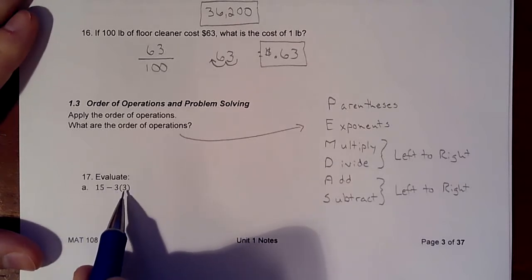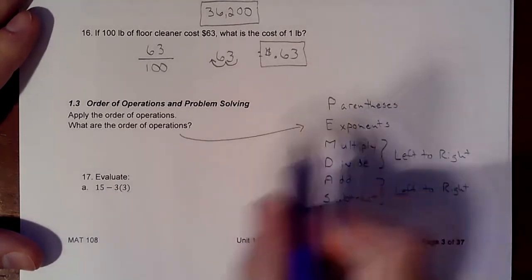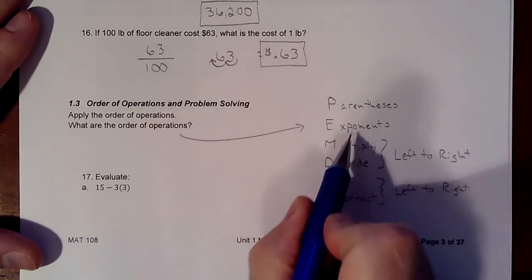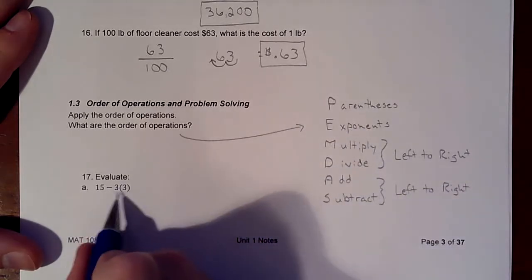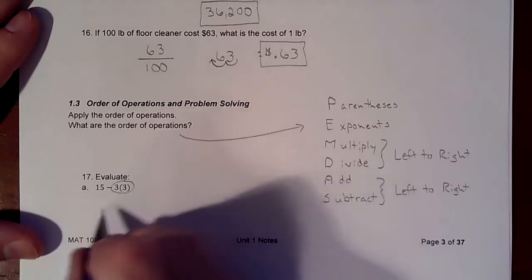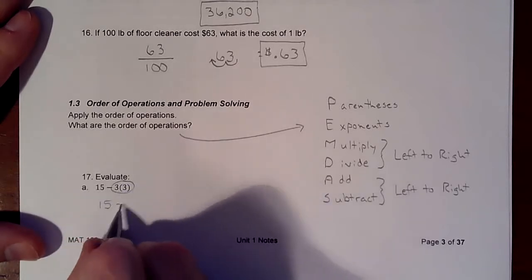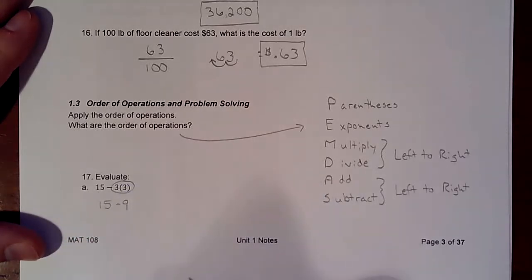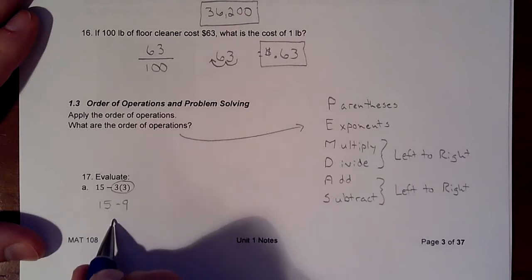We have parentheses on this one, but there's nothing to do within the parentheses. So we don't have to worry about that. There are no exponents, but we do have multiplying. That is 3 times 3. So we're going to take care of that piece first. 3 times 3 is 9. So that turns into 15 minus 9. And 15 minus 9 is 6.